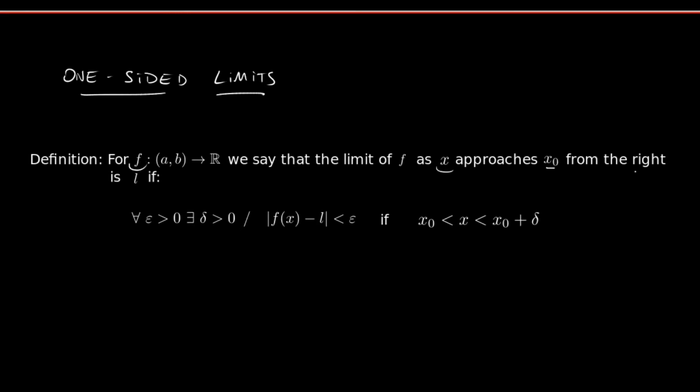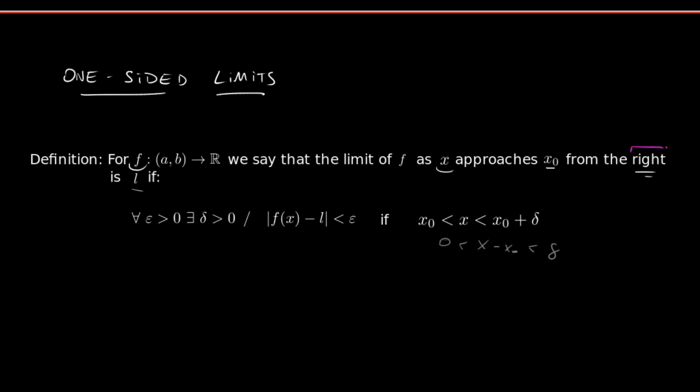x approaches x0 from the right is L if for every epsilon there exists a delta such that the absolute value of f of x minus L is smaller than epsilon if x is between x0 and x0 plus delta. So what this would be is that 0 is smaller than x minus x0, and this is smaller than delta. Notice the difference between this expression and the one we had with the original definition of a limit.